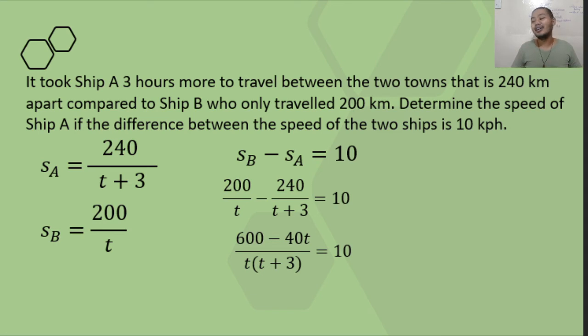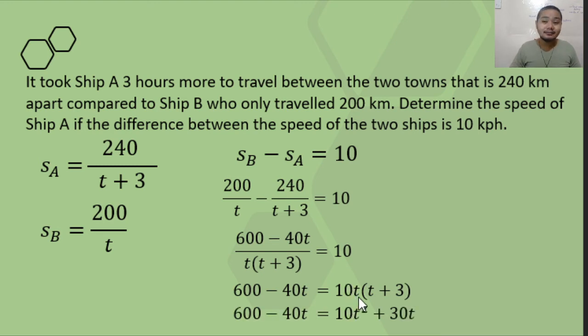Next. Ngayon, anong gagawin natin ngayon dito? I'm going to multiply the whole equation by t times the quantity of t plus 3. So, in that case, yung nasa left side, that would be 600 minus 40t. And yung sa right side naman, that would be 10t times the quantity of t plus 3. Next, syempre, simplify na natin itong nasa right side. So, this will be 10t squared plus 30t.